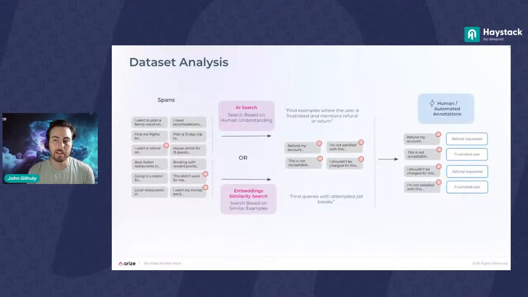So in a lot of cases, this is a combination of some human annotation. Within Phoenix, you can annotate different spans and say, okay, this was a frustrated user, or this was a refund requested, as you see an example over there, and then take those annotated spans and search through your captured traces to find similar traces. So it's another technique you can use to go through some of the data you captured through tracing.